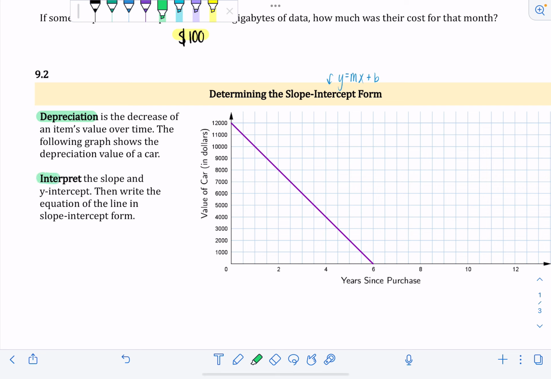So interpret the slope and the y-intercept just like we did in 9.1, and then write the equation of the line in slope-intercept form. In order to write the equation of the line, we need to find m and we need to find b. So m is our slope. We're going to find it and then interpret what it means in this context. We can find it the same way that we found it before. We need to pick any 2 points on the graph. So I'm going to pick this point right here, and then this point right here. And then we need to find our rise over run.